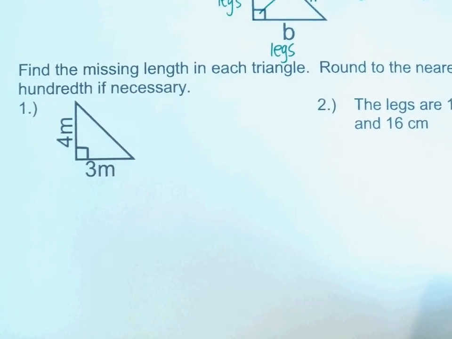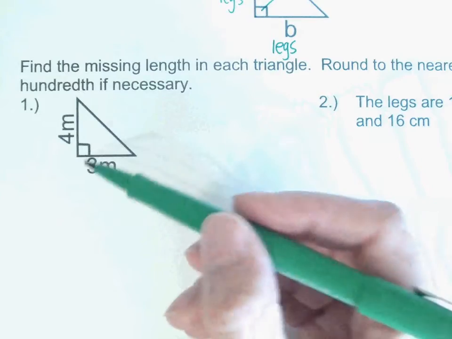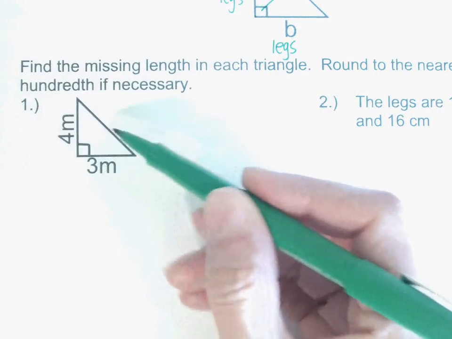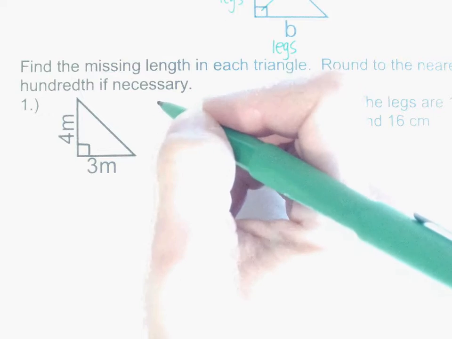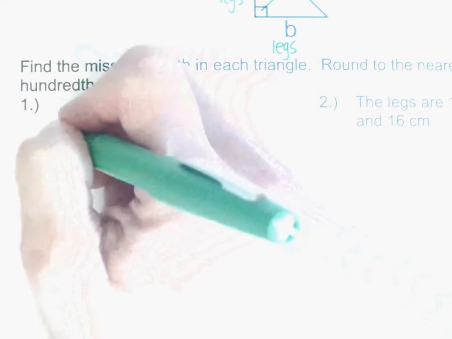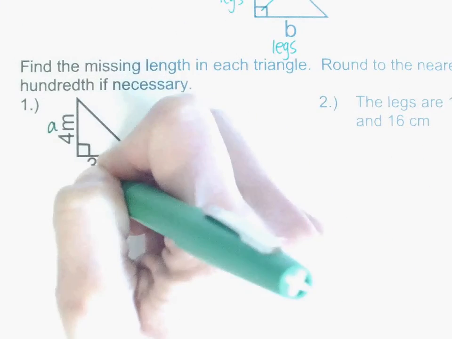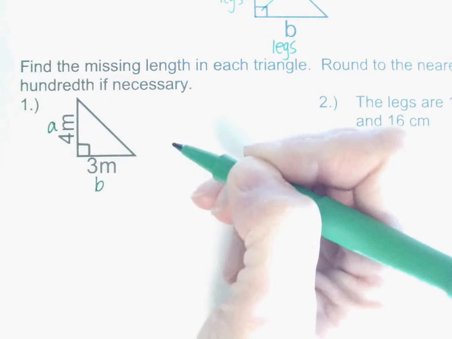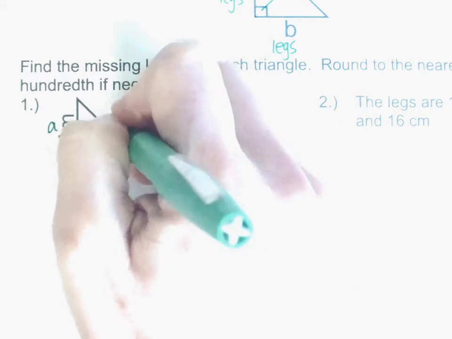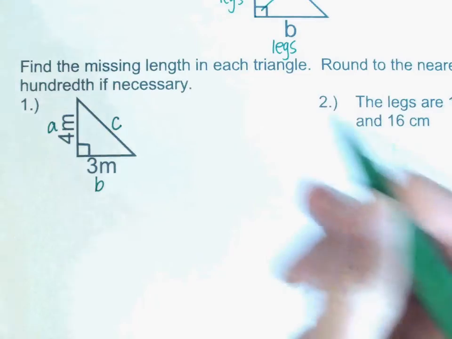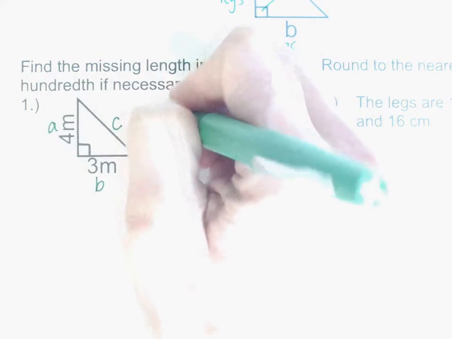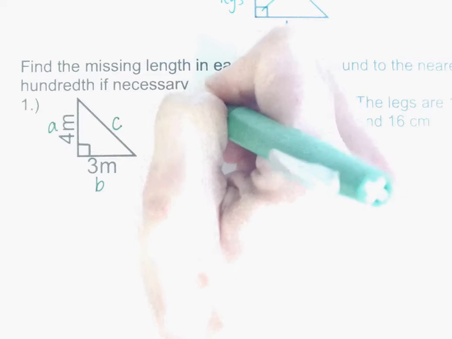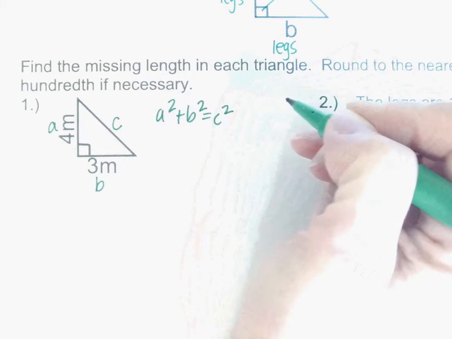So your first example is a diagram with A and B labeled and C that we're going to start with. The first thing that I do is make sure I label. So 4 is A, 3 will be B, and then my unknown is C. Then I'm going to quickly recopy the formula: A squared plus B squared equals C squared.